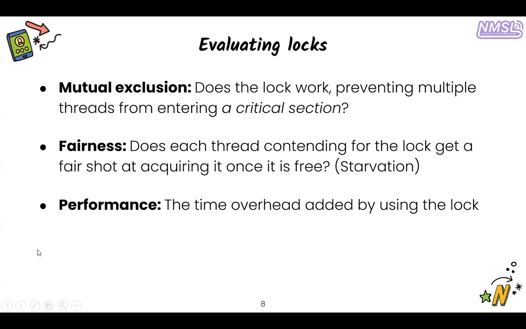So fairness. Does each thread contending for the lock get a fair shot at acquiring it once it is freed? Because in the extreme case, some thread might get into starvation. They never have a chance, so it's not fair. The third is performance. By implementing a lock, does it take more time? How much more time? Of course, this goes into the efficiency issues, which are important, but I think the first one is non-negotiable.